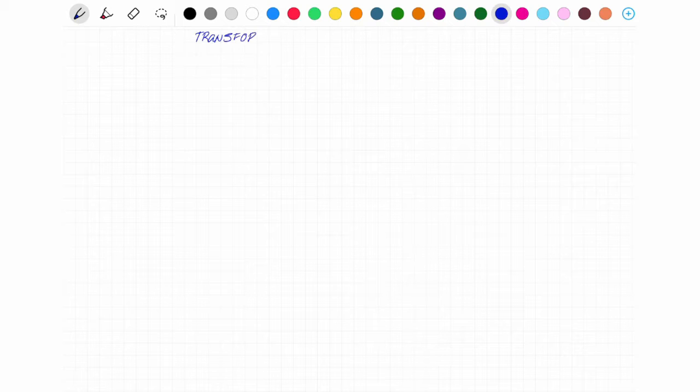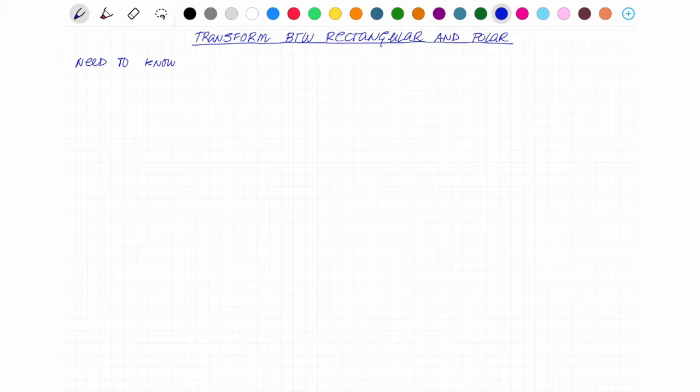Hola clase, today we are learning to transform complex numbers between rectangular and polar forms. And as usual, I will give you a how-to guide and then make an example together. Now, before we do all of that, remember that you need to know a couple of things.